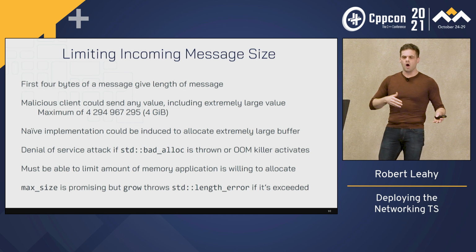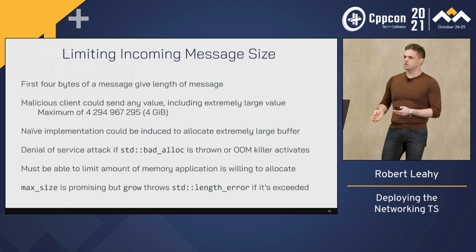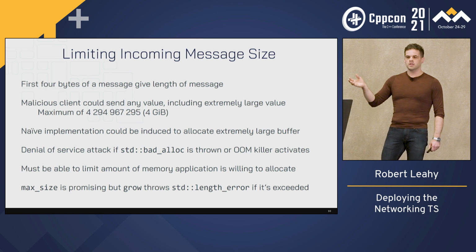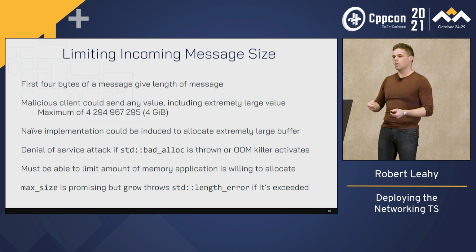That would cause us to go off and allocate 4.2 gigabytes of memory, and then they could just turn around and do the same thing over and over again. Eventually, the Linux kernel is going to wander by, the OOM killer is going to wake up, our application is going to die, and we're going to deny service to all of our clients. But dynamic buffer is a named type requirement. We can inject any type that models the requirements.